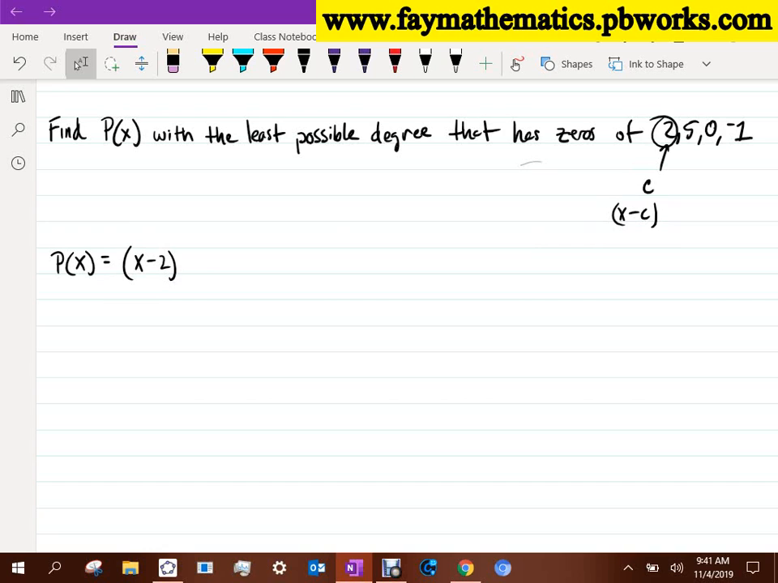Now, when it says of least possible degree, that's telling me what my multiplicities have to be here. If it's least possible degree, and they're not specifying that 2 has a multiplicity of 2, or an even multiplicity, or an odd multiplicity, then I'm going to make the assumption that it has to be a multiplicity of 1. Least degree, multiplicity of 1 in this case.